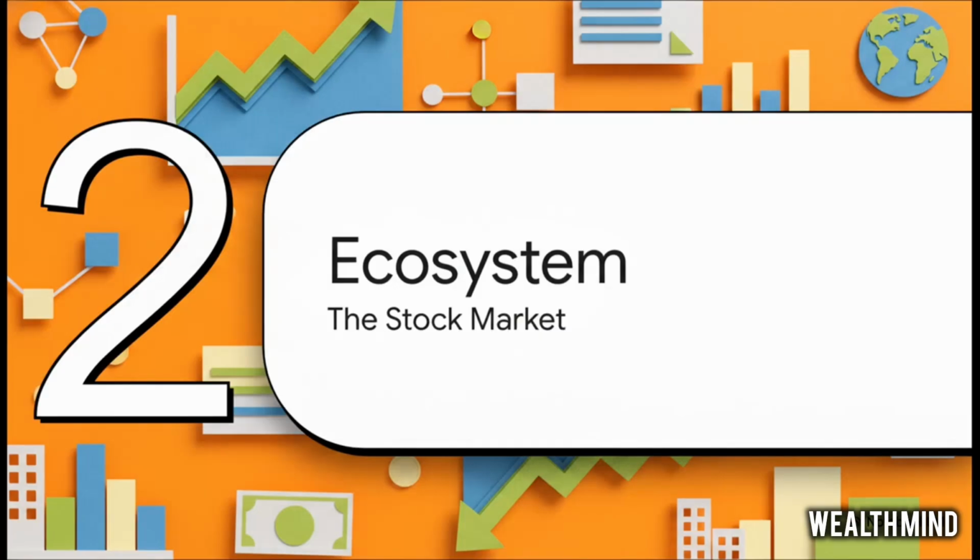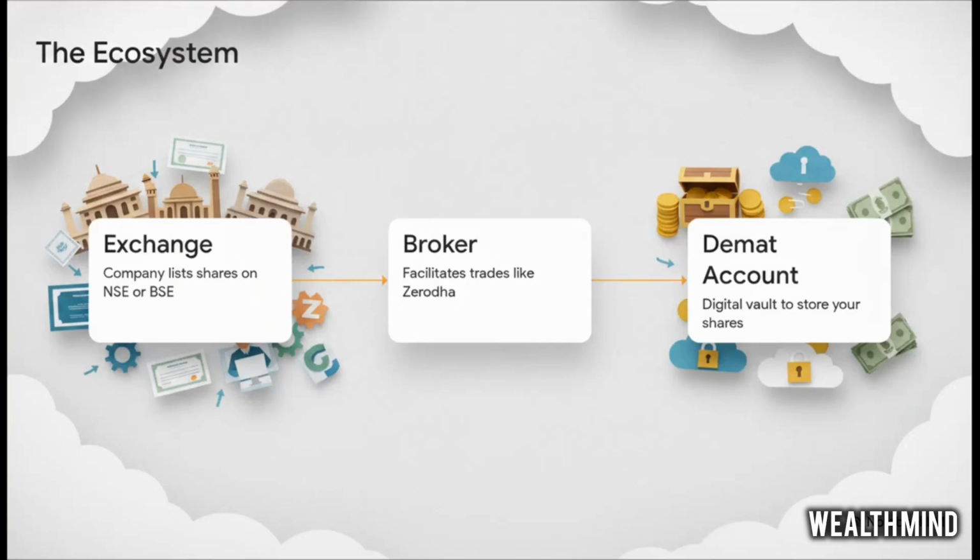Section 2. The stock market ecosystem. Okay, so now that we actually understand what shares are, let's figure out exactly where and how they're traded. Think about it. If you want to sell a $1 million property, you don't just go knocking on random doors down the street, right? No, you list it on a platform like 99 Acres or Magic Bricks. Well, the stock market works the exact same way. Companies list their shares on exchanges, and here in India, the major ones are the NSE, the National Stock Exchange, and the BSE, the Bombay Stock Exchange.